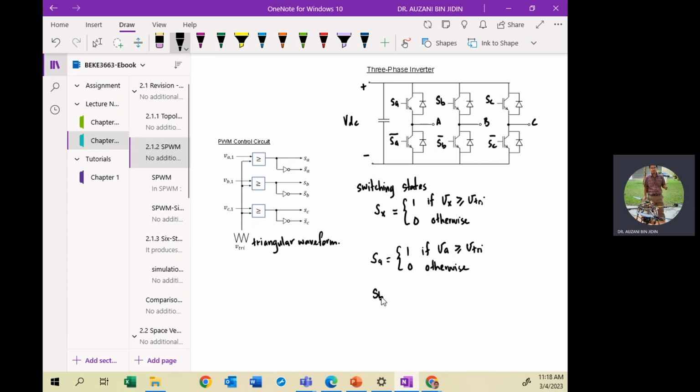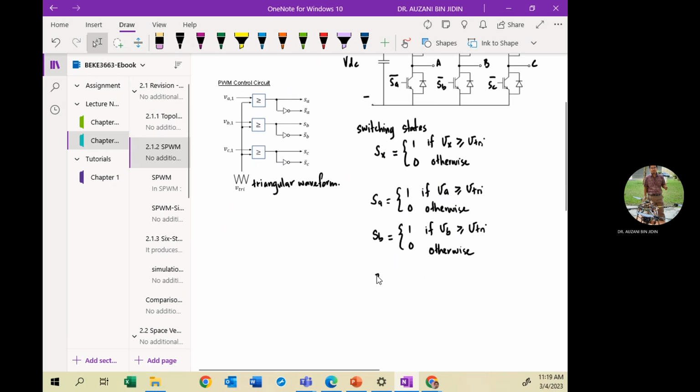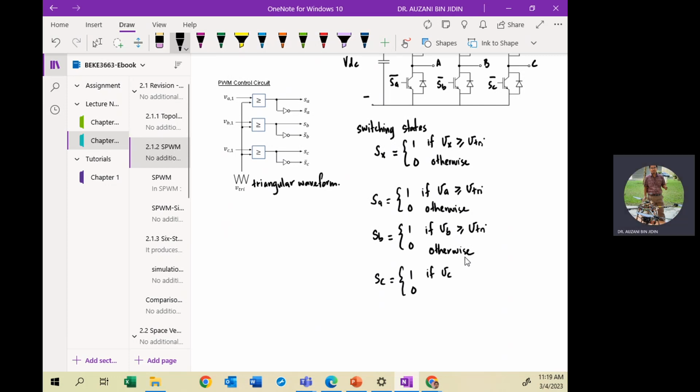So maybe I can detail the expression for all switching states. SB is 1, otherwise 0, if VB is larger than triangular. It will be 0 otherwise. SC is 1 if the modulating signal of the C phase voltage, VC, is larger than triangular, and 0 otherwise.